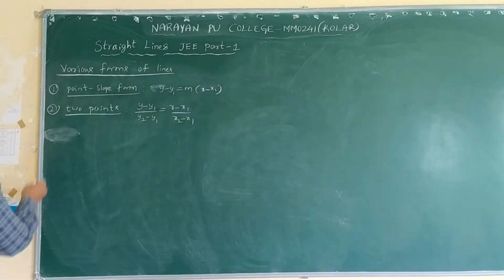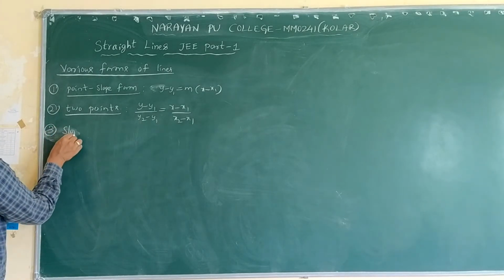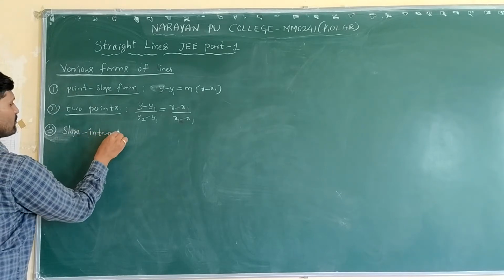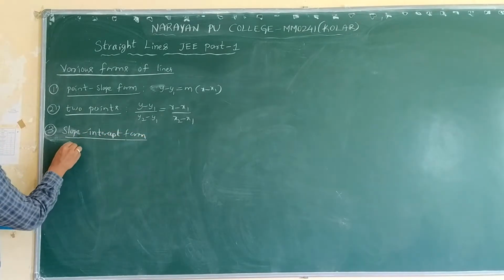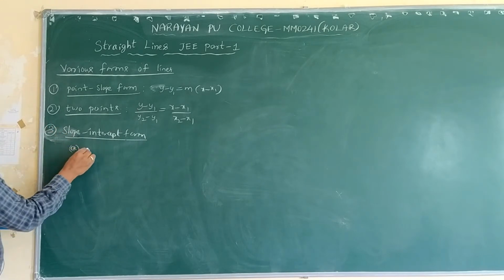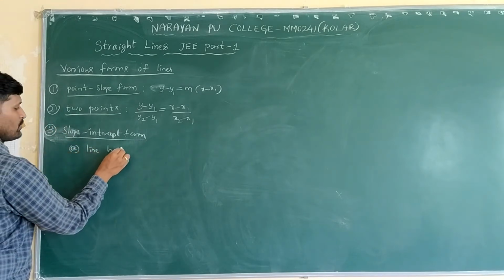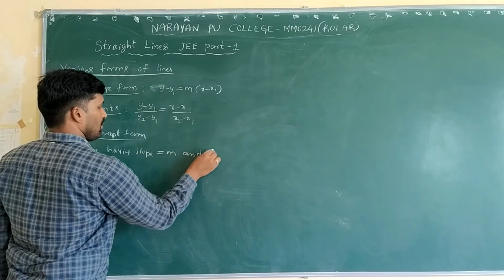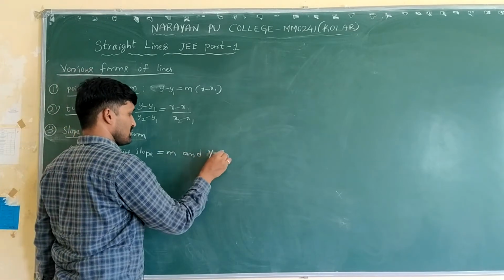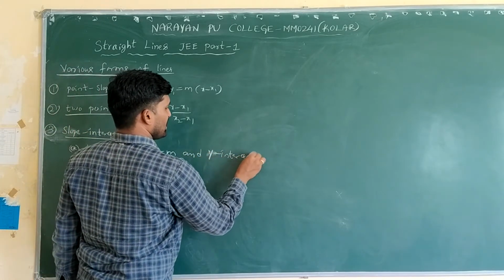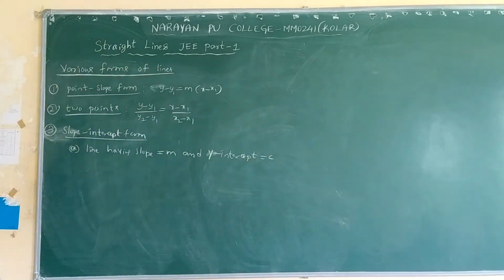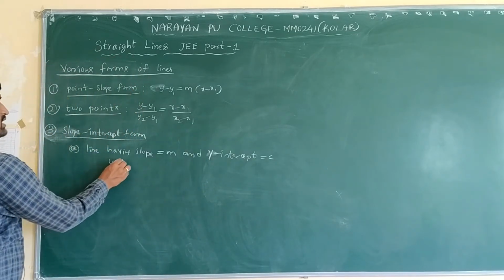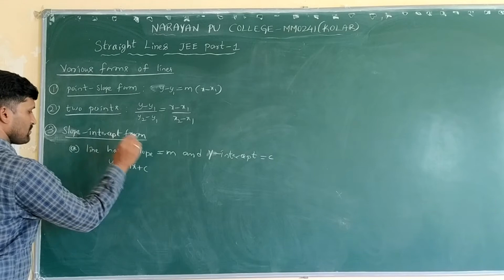Coming to the next, third form of line, that is slope intercept form. In this there are two formulas. First, the basic form: line having slope m and y-intercept c. Y-intercept means the line cuts the y-axis at point c. Now the equation of line is y is equal to mx plus c.